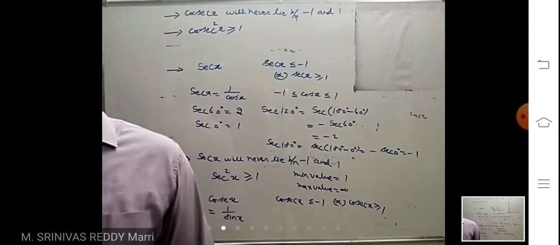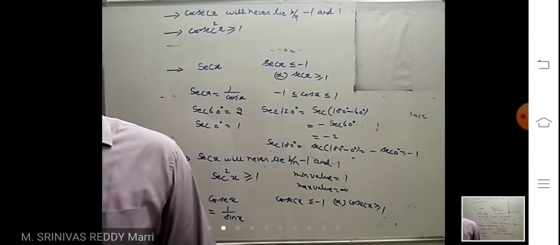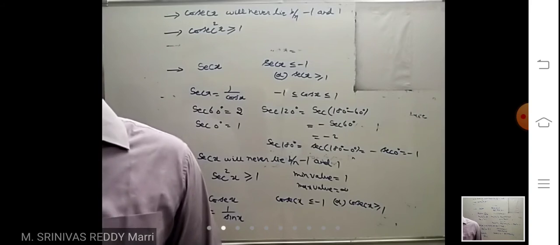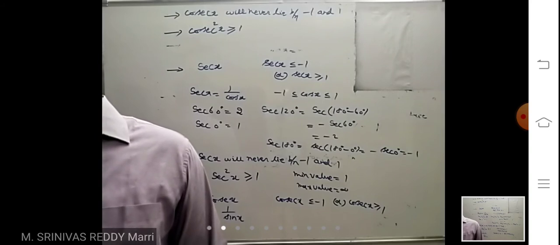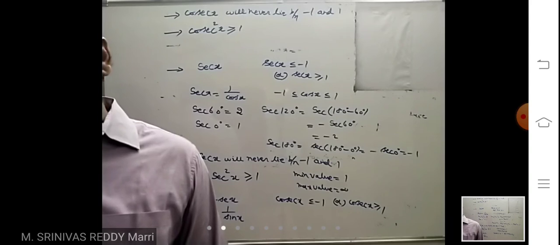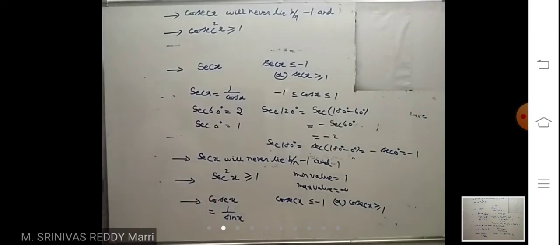Secant x does not lie between minus 1 and 1. Cosecant x does not lie between minus 1 and 1. Tan x will take any real value. Cot x will take any real value. So sin square x lies between 0 and 1. Cos square x lies between 0 and 1. Tan square x is greater than or equal to 0. Cot square x is greater than or equal to 0. Secant square x is greater than or equal to 1. Cosecant square x is greater than or equal to 1. Just remember those values.